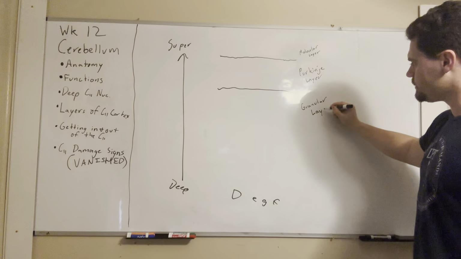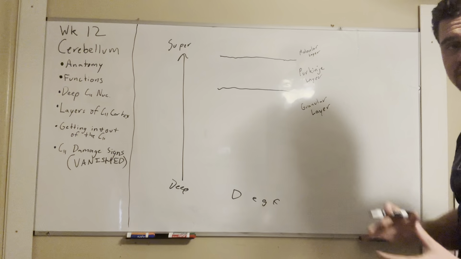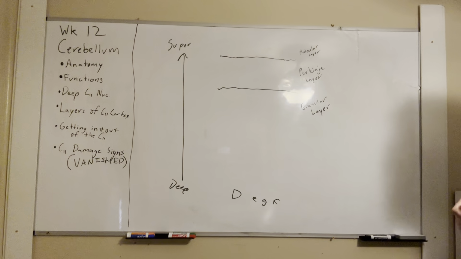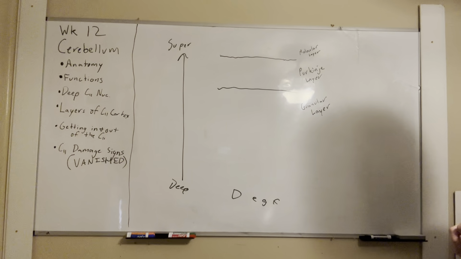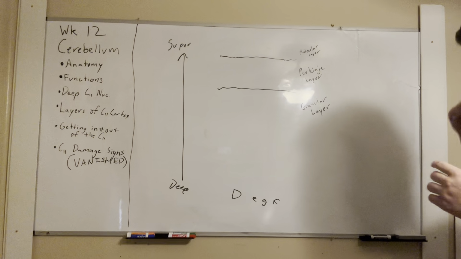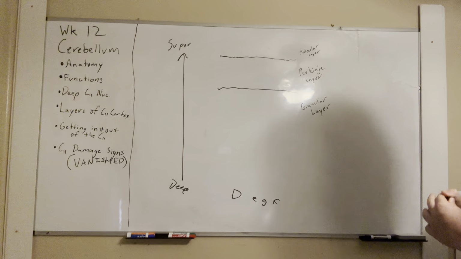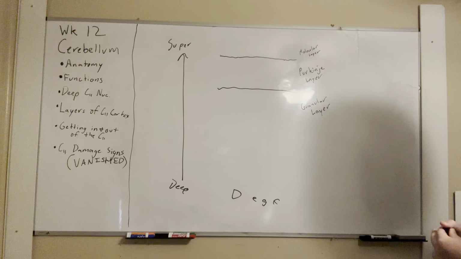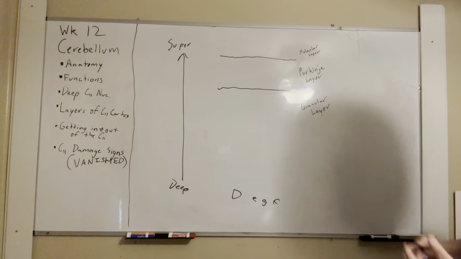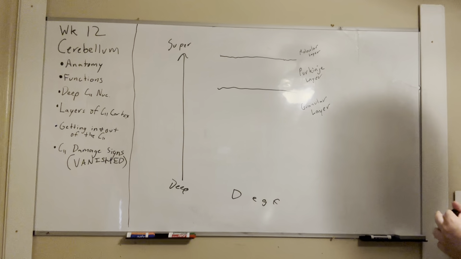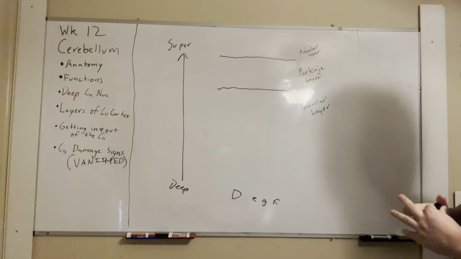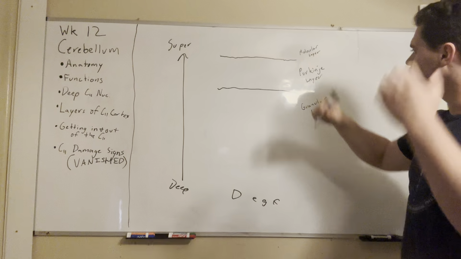Now, we could sit here and talk about the internal circuitry of all this, but you could get really deep into it. This isn't a histology class. This is clinical neuroscience. We're all about the clinical stuff, so we'll keep it very brief. So what's in the molecular layer?